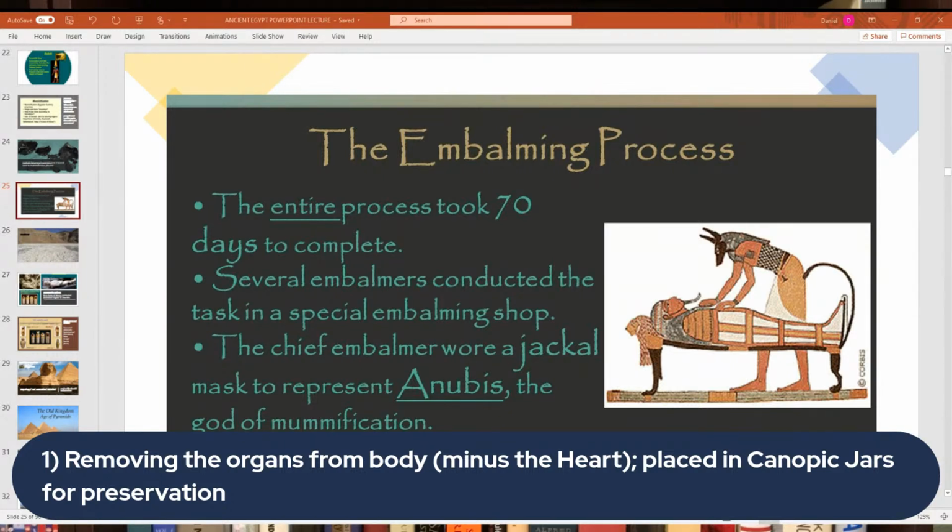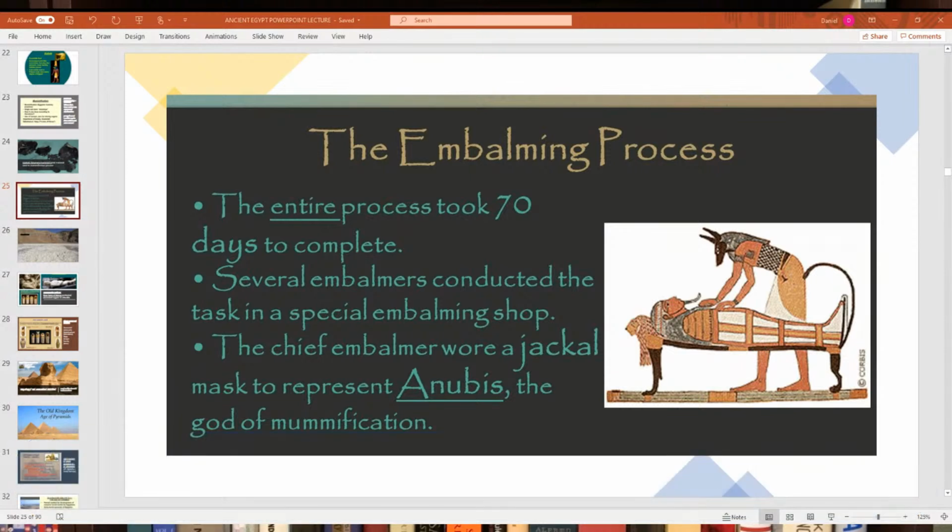And they wouldn't keep the brain. I think some beliefs that, well, I don't know about today.